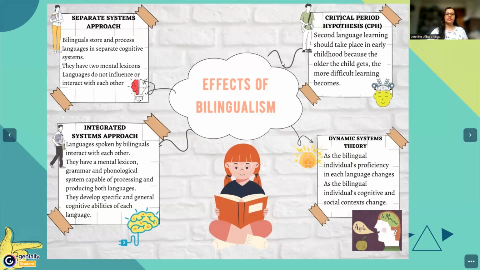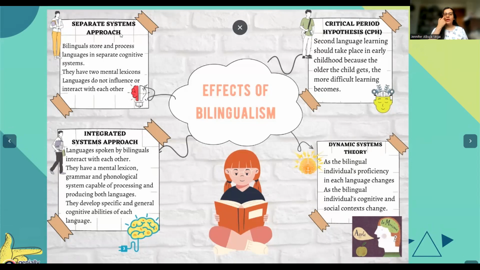In the first one, we can see that we are talking about the separate system approach. In this one, the bilingual stores and processes language in separate cognitive systems. They have two mental lexicons. Languages do not influence or interact with each other.